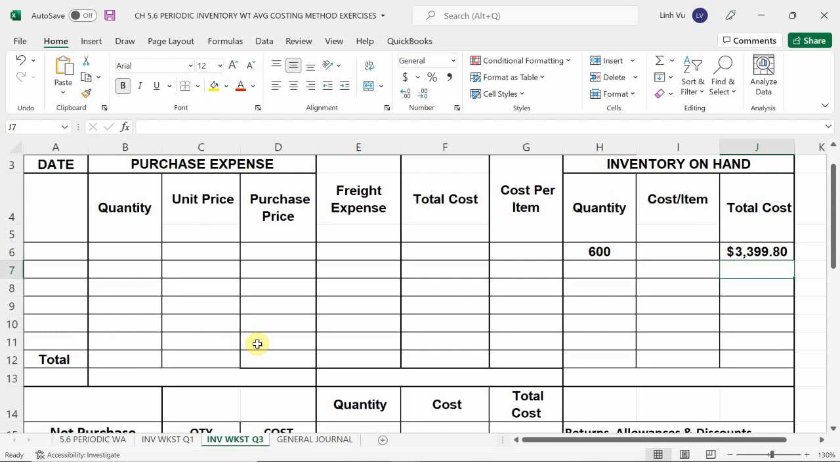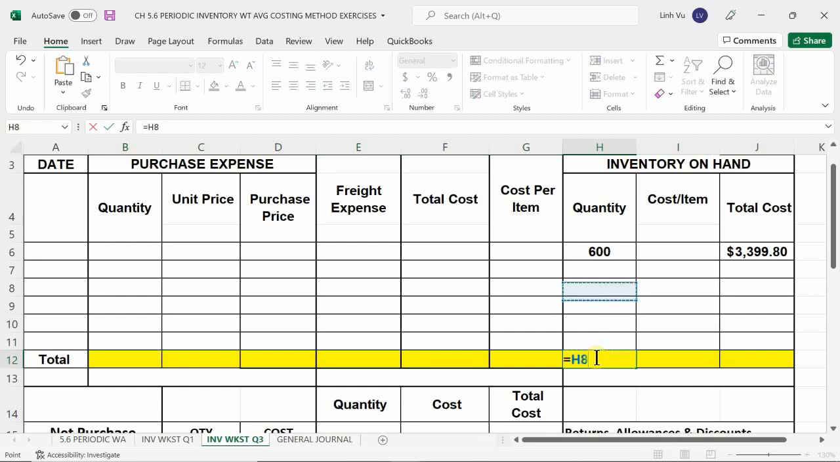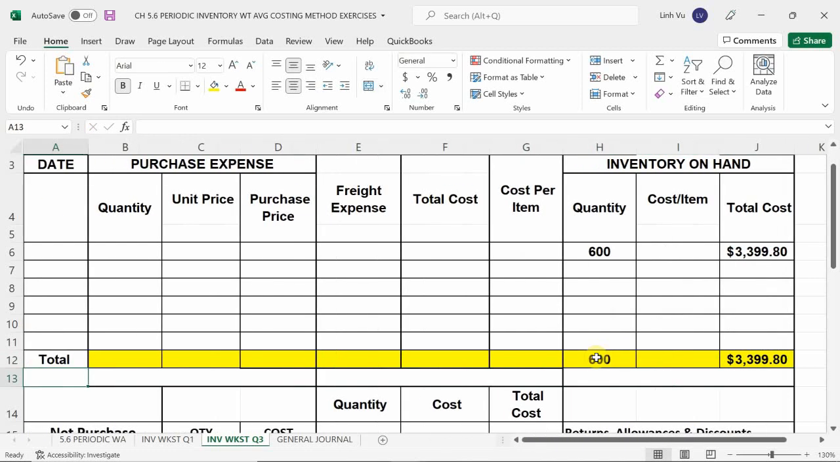If you want to create the average cost here, you can, just so you know exactly how that value came into play, but you don't necessarily have to, because that average is not going to matter to you at the end of the day. You're going to change that average because you're going to make more purchases of inventory. So let me tally up my totals. This is going to be 600 units at a total cost of $3,399.80.